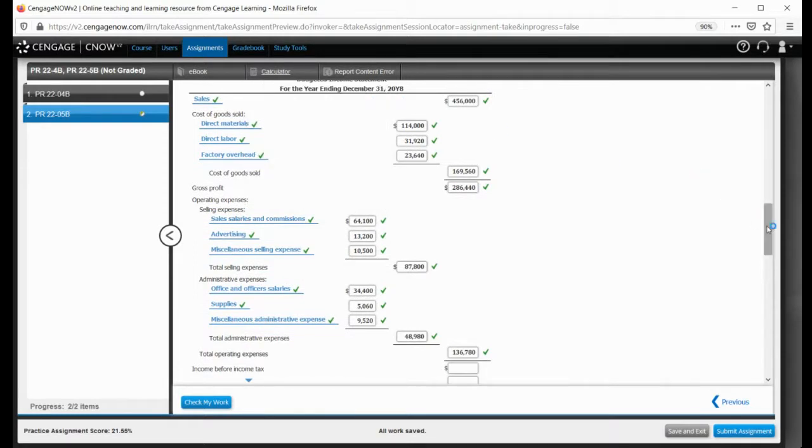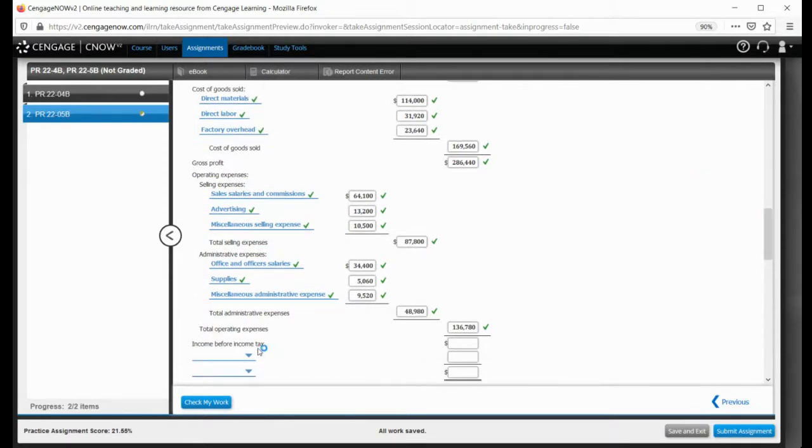The next thing we need to determine is what we call the income before income tax amount. And to find that, we're going to take our gross profit and we're going to subtract our operating expenses from it. Now, it used to be that we called this the operating income, but because this is a corporate form of business, corporations have to pay income taxes. So the title is going to change here to income before income taxes.